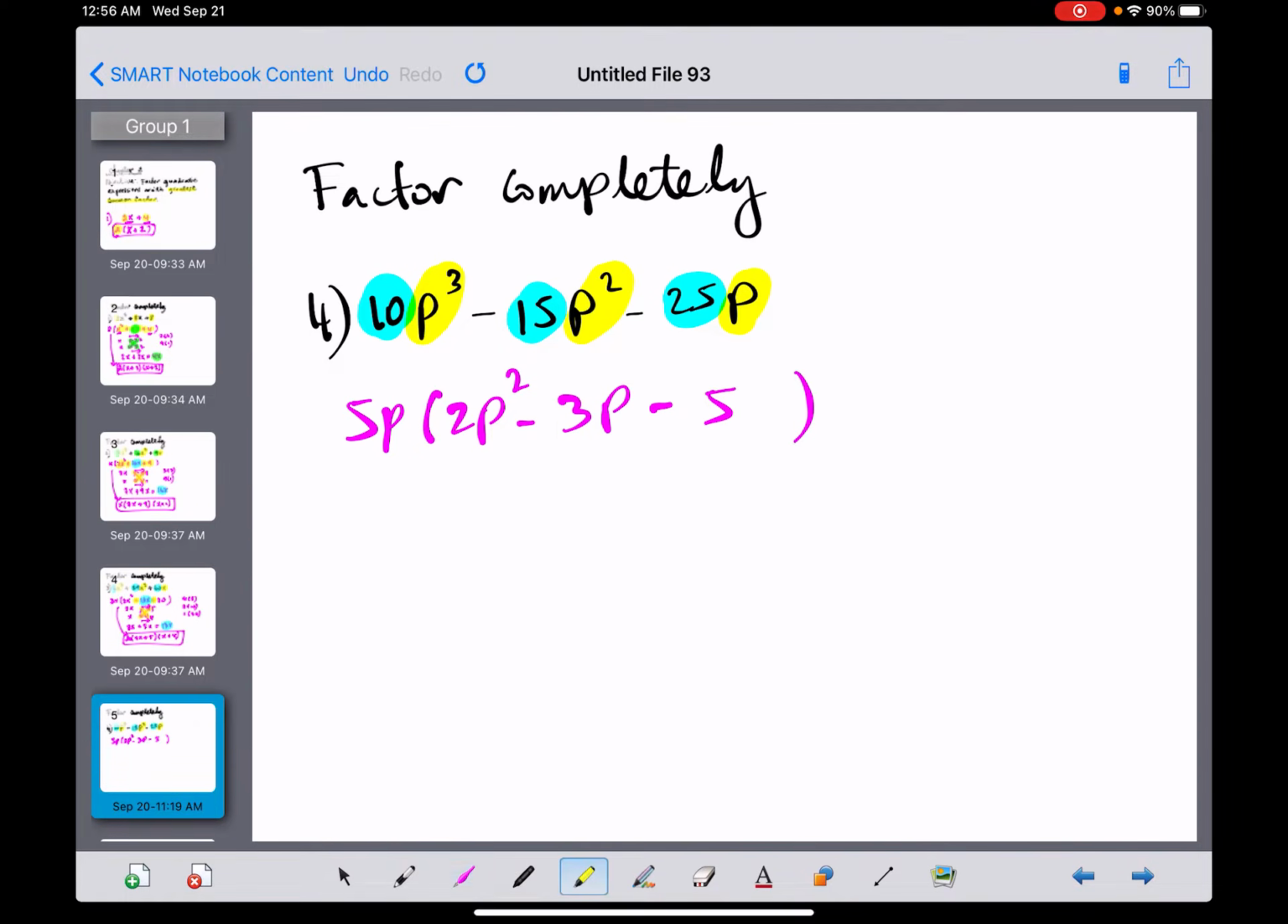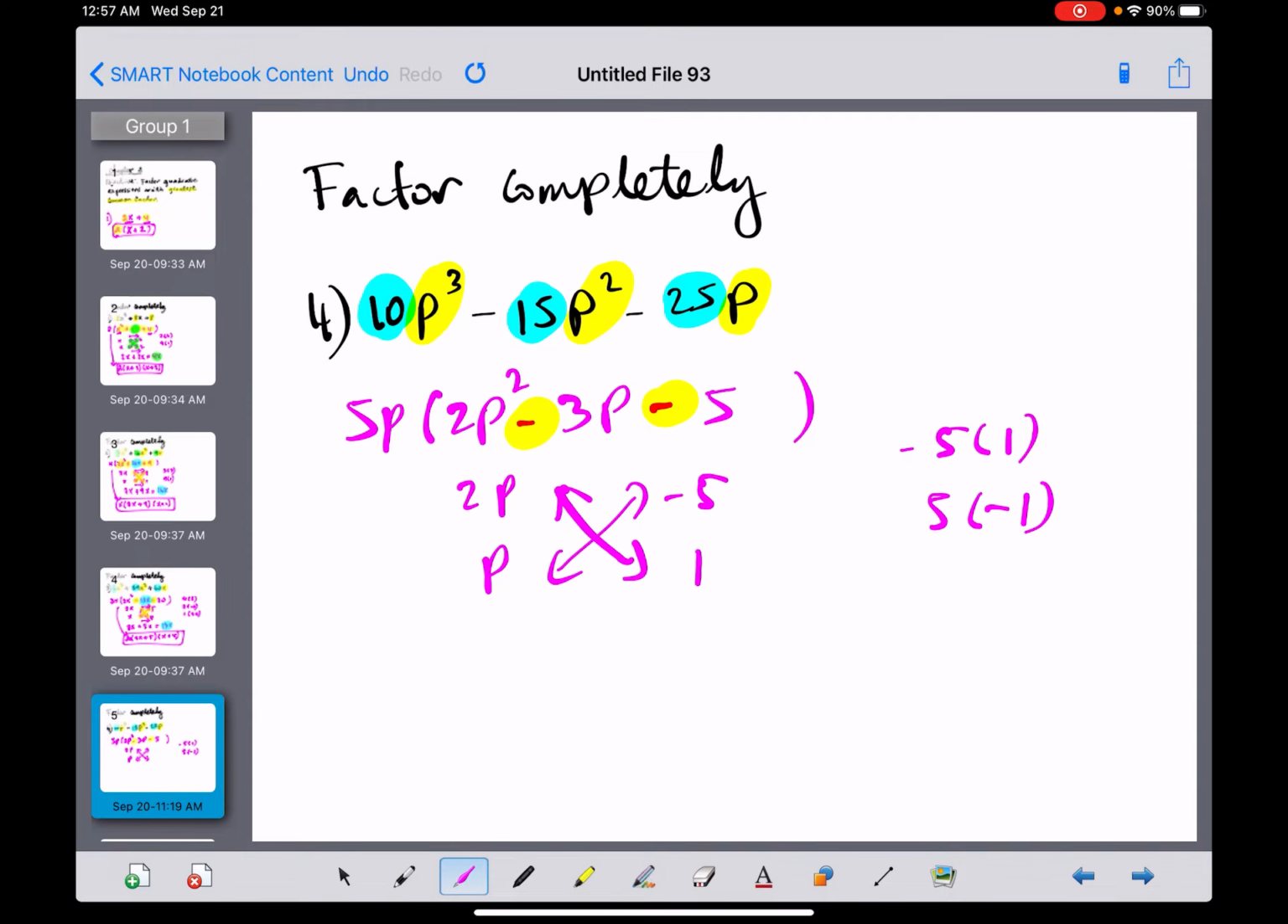So if you look here, this is a negative and that's a negative. That tells me my factors are going to be a positive and a negative, okay? So 2p squared is 2p and p. And then we have a negative 5, which has two choices. It's either negative 5 times 1 or 5 times negative 1. You take your pick and then start guessing. But I'm going to say negative 5 and 1 is my guess. Put negative 5 here and 1 here. Let's test it out. 2p times 1 is 2p. P times negative 5 is minus 5p, which equals negative 3p.